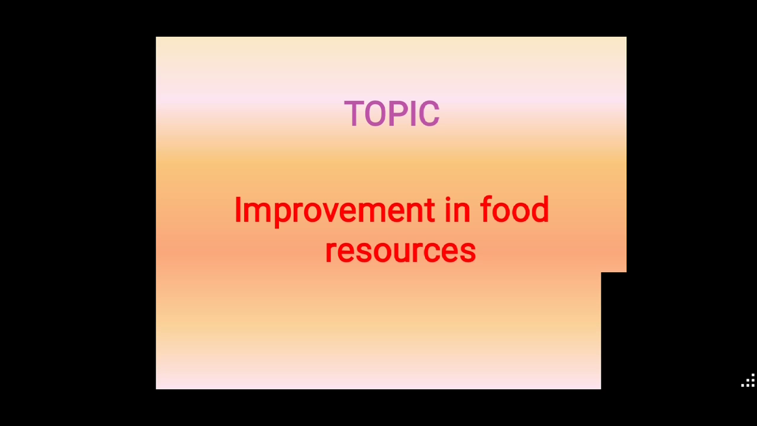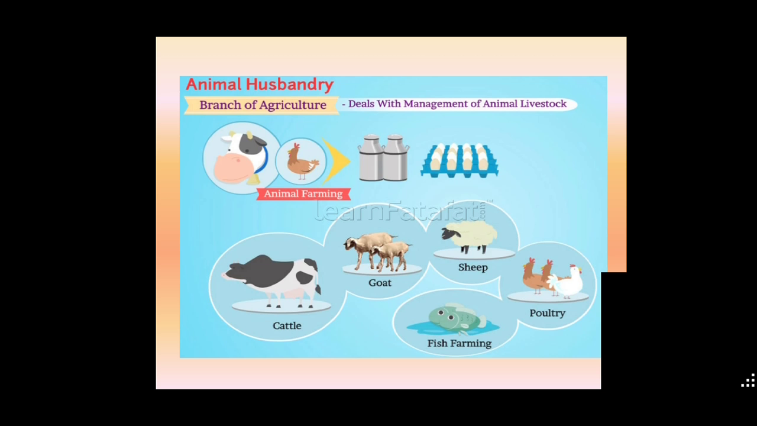We are discussing the lesson on improvement in food resources. Today in this class, we are going to study in detail about animal husbandry. First, let's move on to the definition of animal husbandry. Animal husbandry includes cattle farming, goat, sheep, poultry farming, and fish farming. All of it comes under animal husbandry.